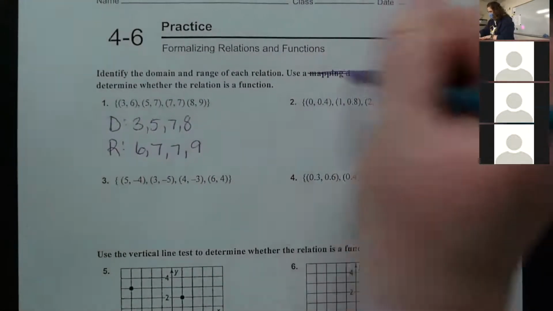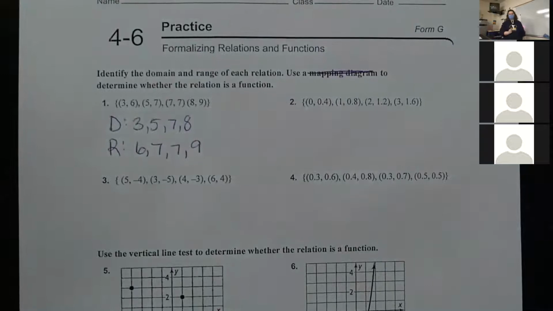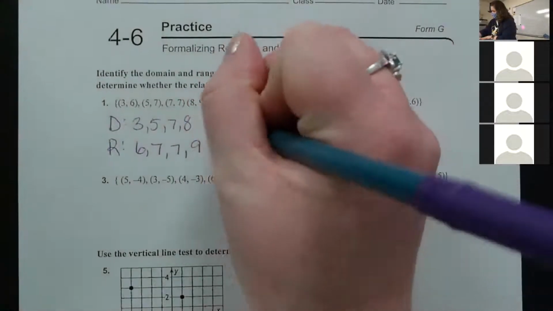I'm not going to make you actually draw a mapping diagram, but I do want you to tell me if it's a function or not. So remember, can't have 2 of the same X's. So just look at your X's. 3, 5, 7, 8. Did I say anything twice? No, so I'm good to go. So this is a function.